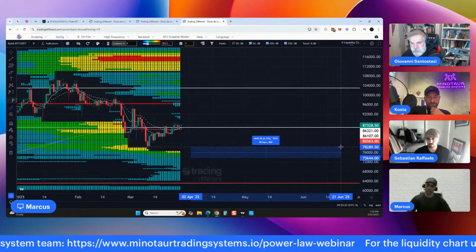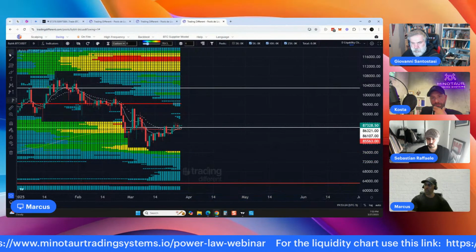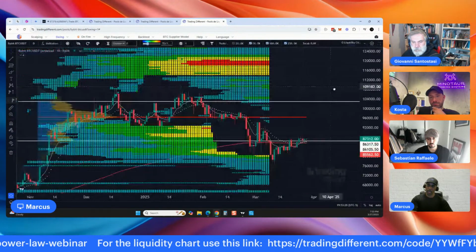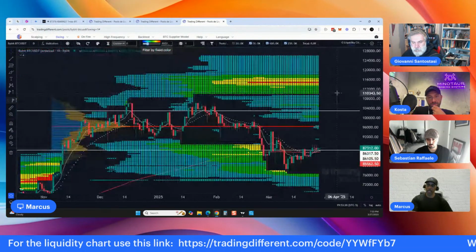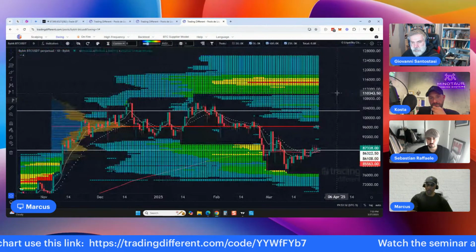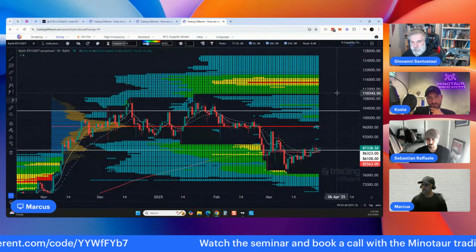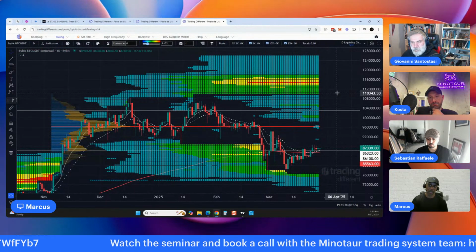So we look at the historical liquidity, liquidation performance. It is in correlation with the power law. And I just want to give a shout out to the guys at Trading Differently who designed this algorithm. It's an overlay on TradingView. I use it exclusively. Without it, it's like flying blind.